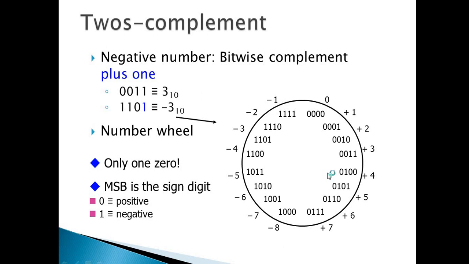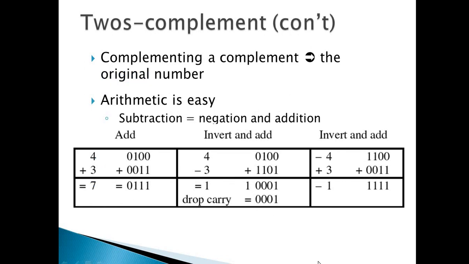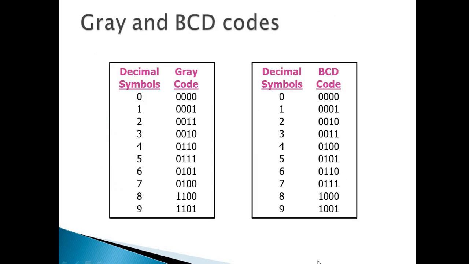In two's complement format, we can represent it on a number wheel where half the part will show us positive numbers and the next half will give its negative numbers, that is the bitwise complement. Zero's complement will be minus 8. So in this way we can do the addition.